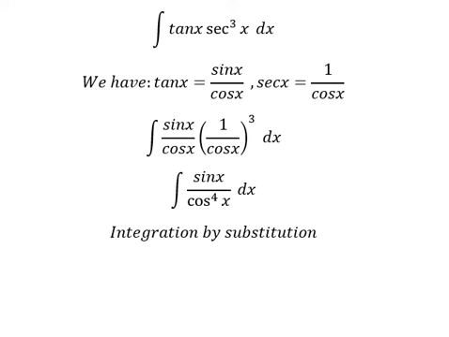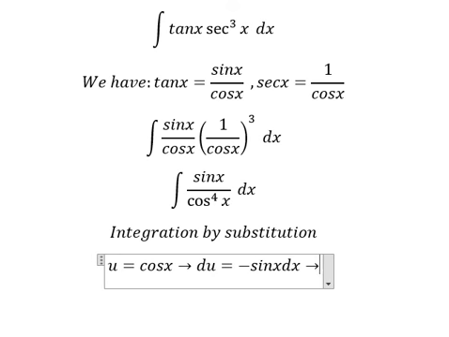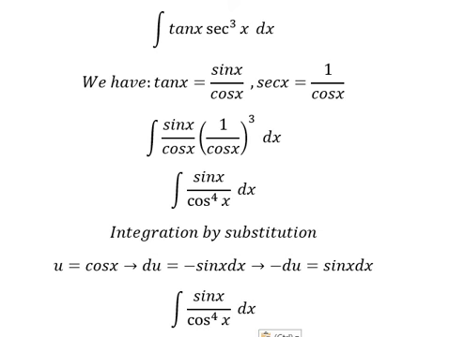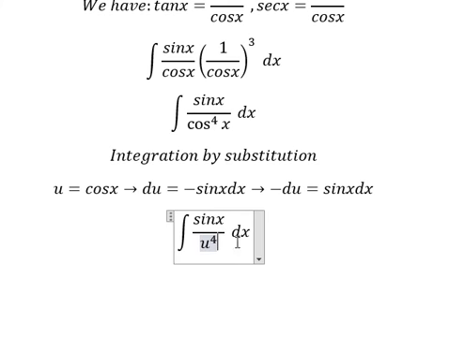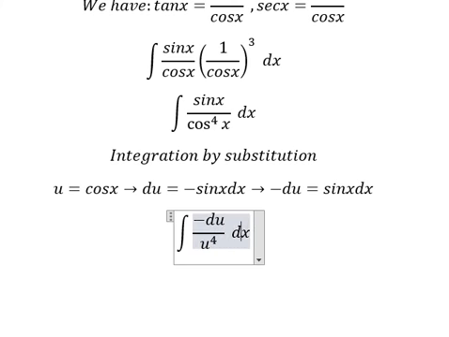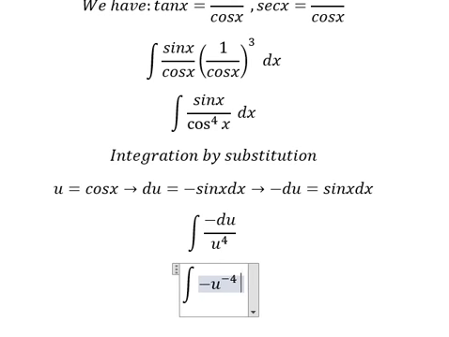So I will put u equals cosine x, du, you get negative sin x dx. Because we don't have the negative sign in here, we put the negative to the left. So this one you get u to the power of 4. Sin x dx we change by the negative du. So this one we have negative u to the power of negative 4 du.